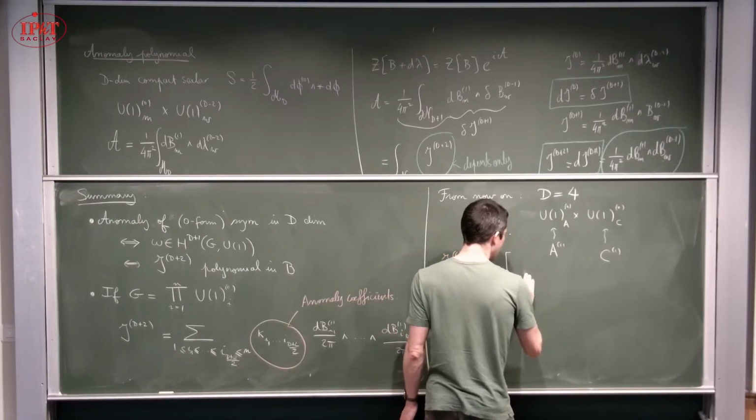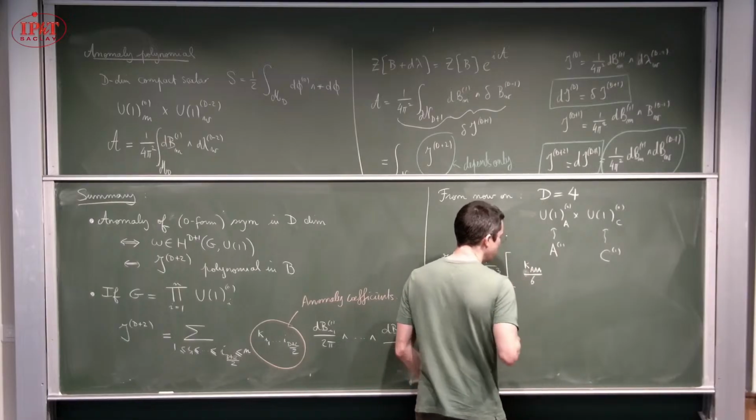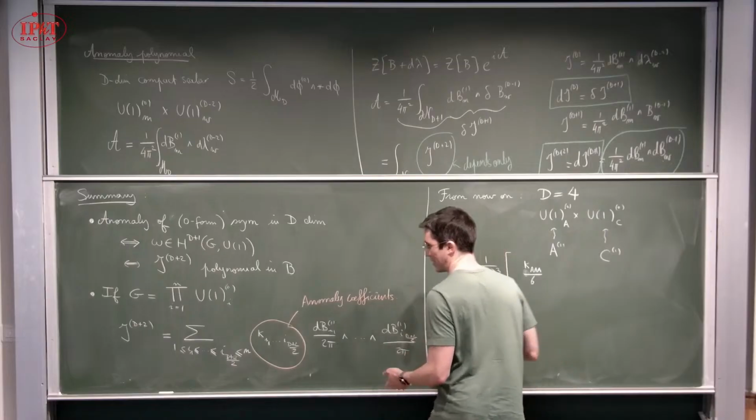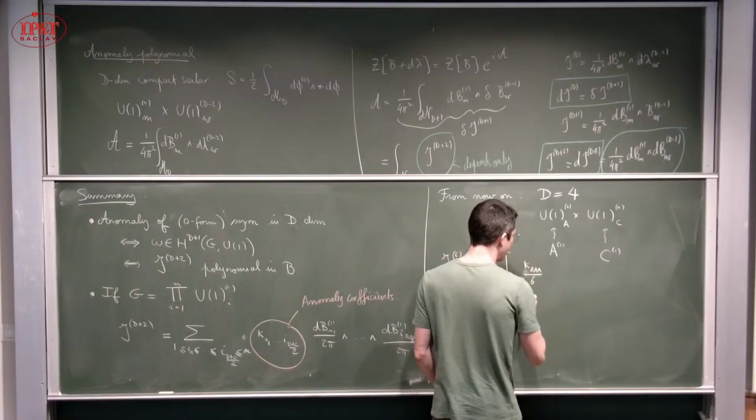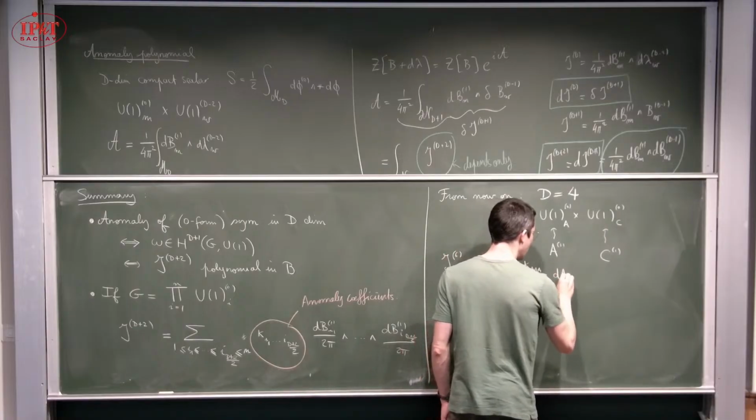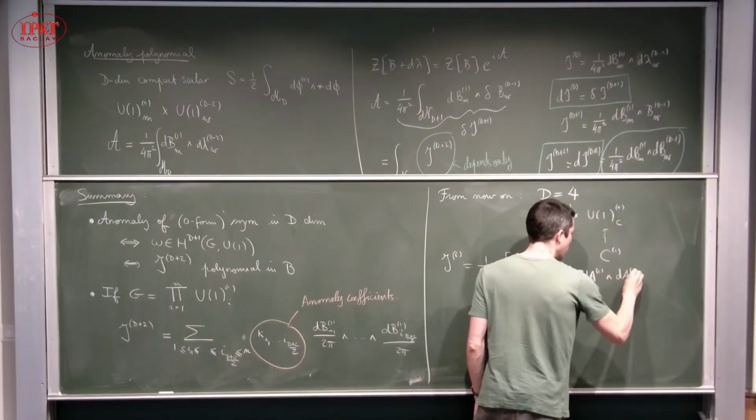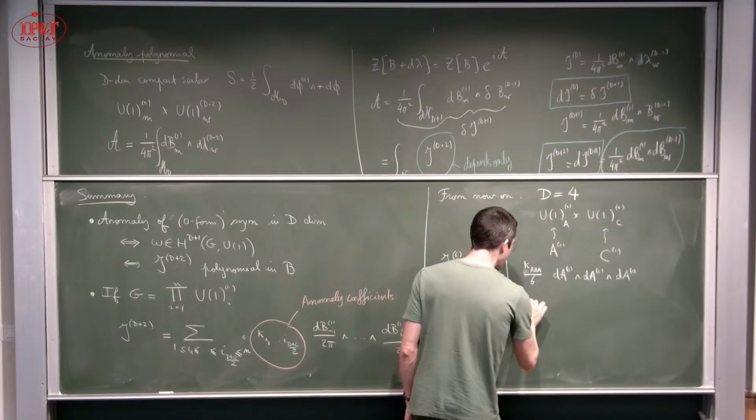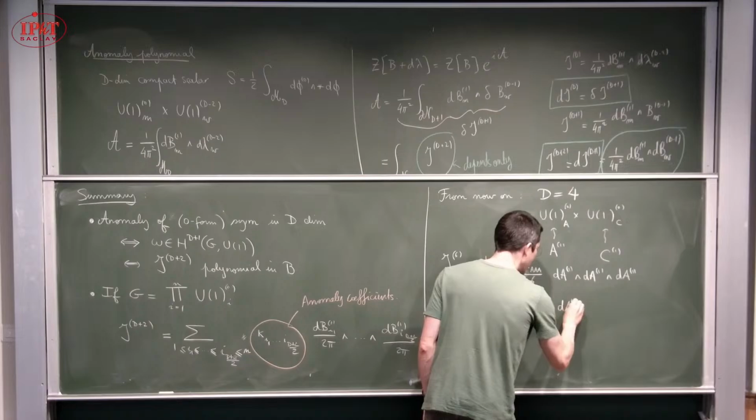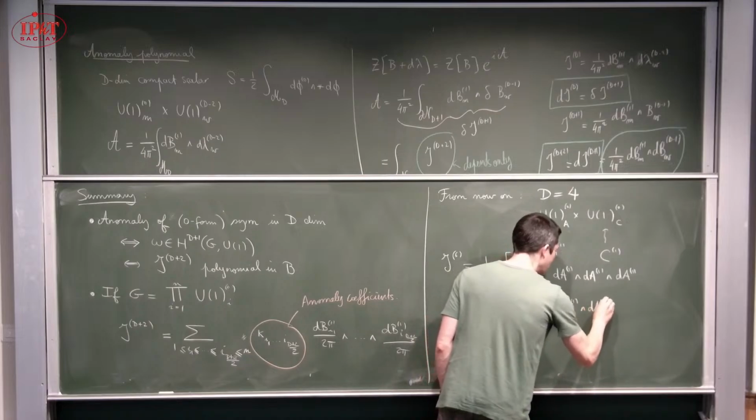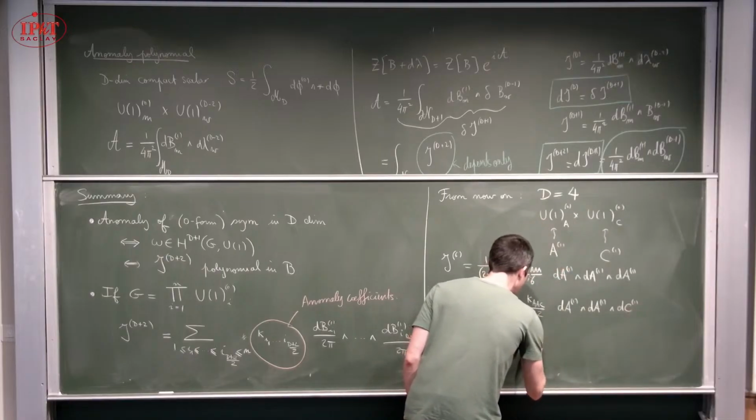There is a term which is kappa_A over 6. I divide by 6 just because you could of course put some numerical factor in the way to define those, so I will define it this way. And then you have dA dA dA. Then there is A A C, dA dA dC. Then there is A C C.